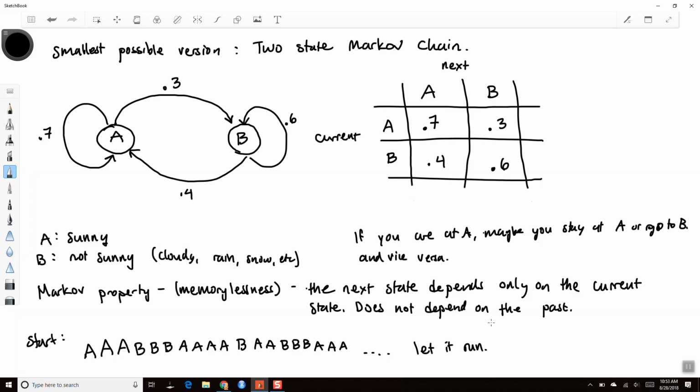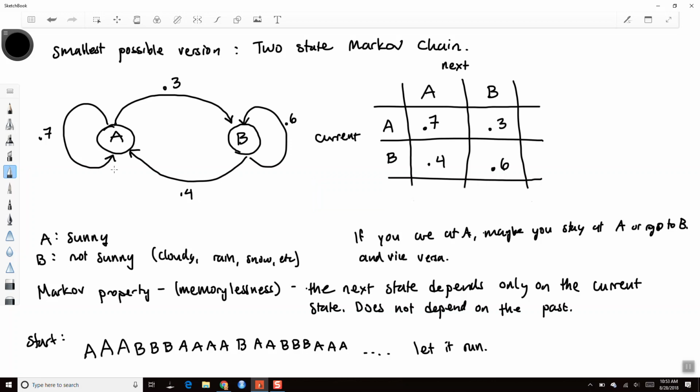So you start here, you let it run, just according to this. You say, you know, where am I? I'm at A. I will stay at A with probability 0.7, I'll go to B with probability 0.3, so on and so forth, okay? Or you say, where am I? I'm at B. Maybe I'll stay at B with probability 0.6, or I'll go over to A with probability 0.4, okay? And you just do this, you let it run, okay?